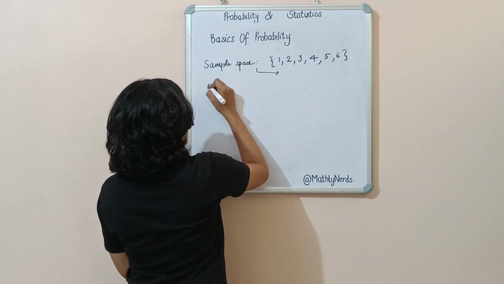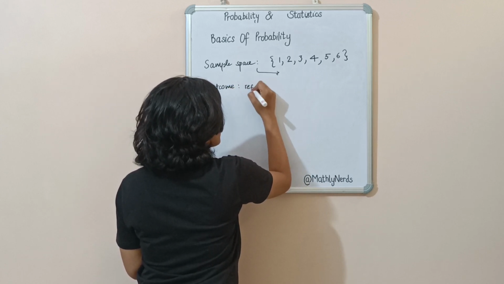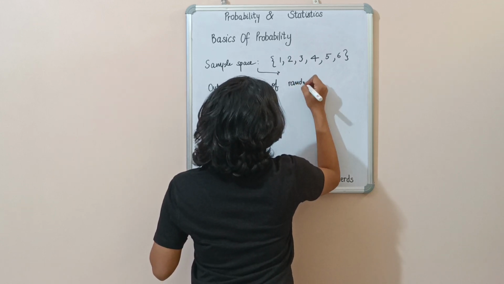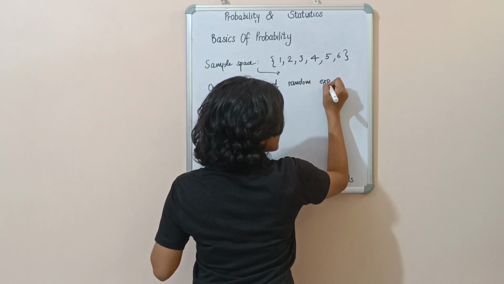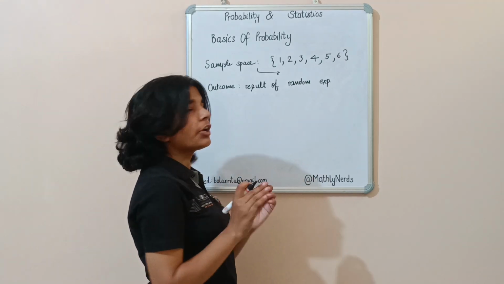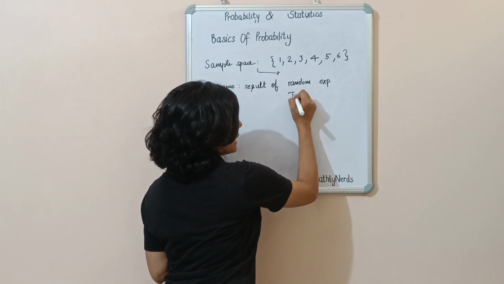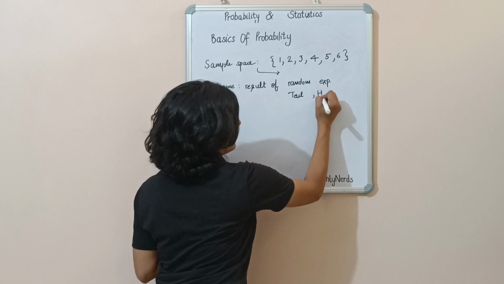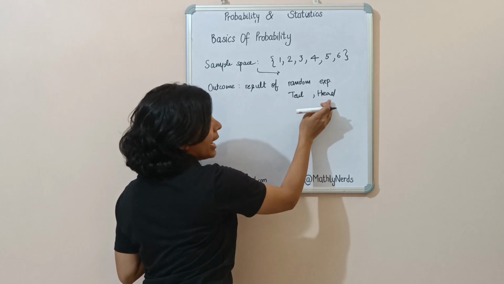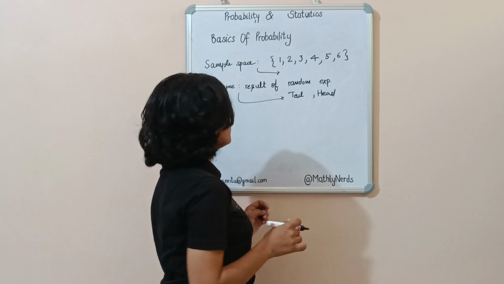Our next term is an outcome. Outcome is a result of a random experiment. For example, we toss a coin. So what is the result of that? Either it is a tail or a head. So getting a tail or a head as a result is the outcome of our trial.